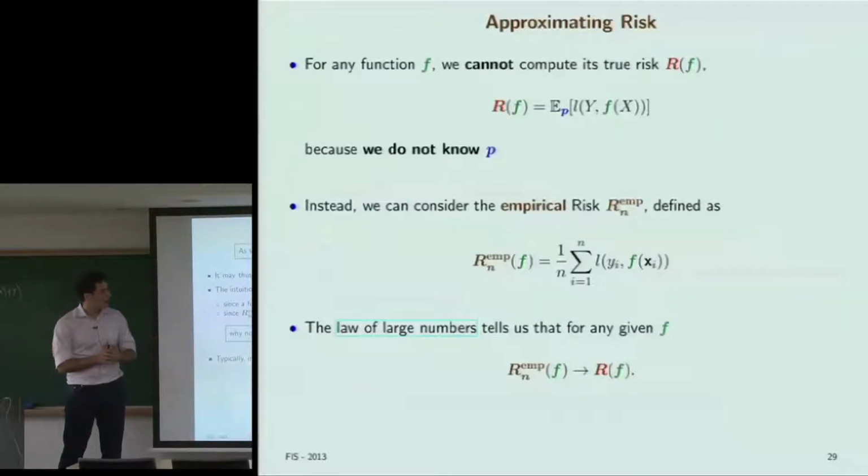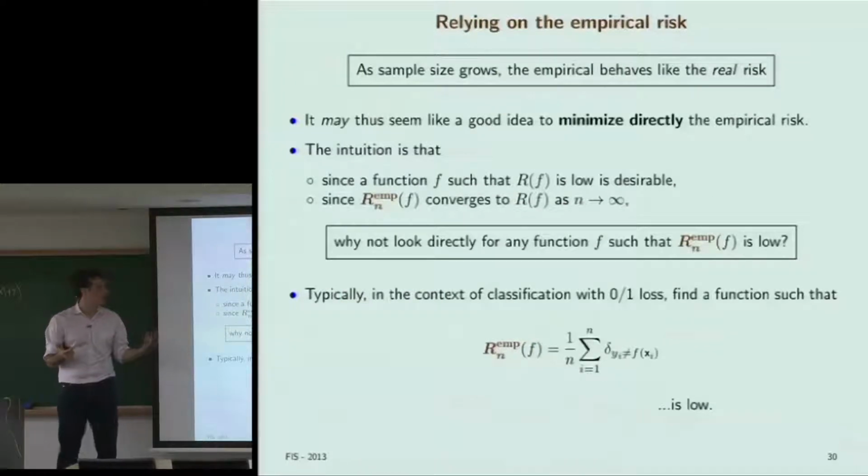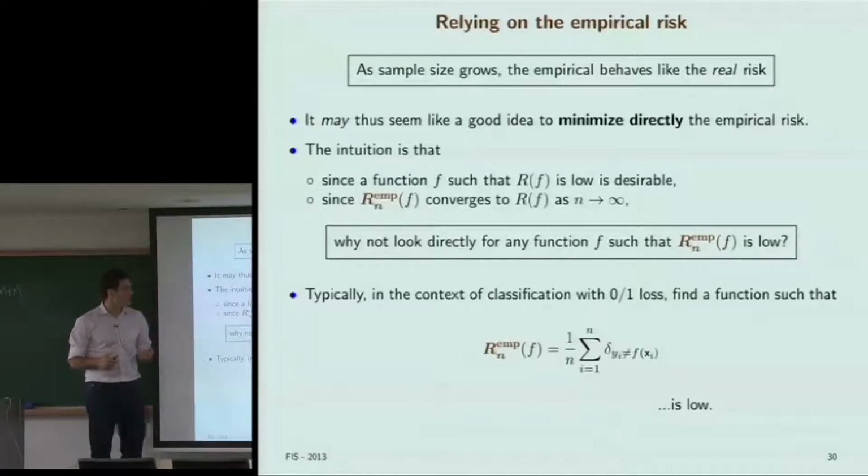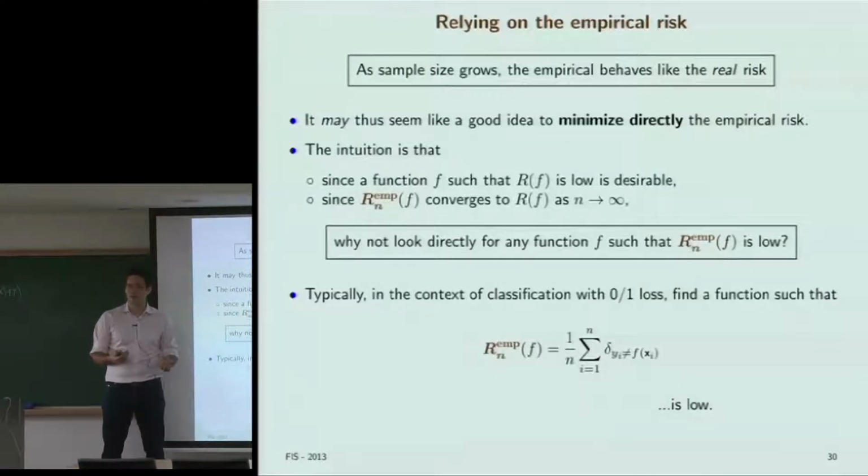So as size grows, the empirical risk behaves like the true risk. So it might seem like a good idea to minimize directly the empirical risk. What we want, again, is to have as little risk as possible. We can never compute that risk. Instead, what we have is finite samples. We can compute an empirical risk with that. This converges when n goes to infinity to the true risk. So it sounds like a reasonable idea to minimize this thing, which converges to the real risk somehow.